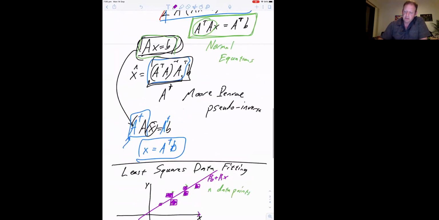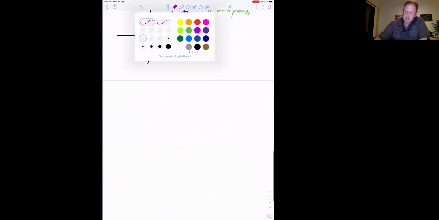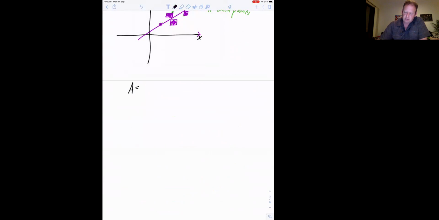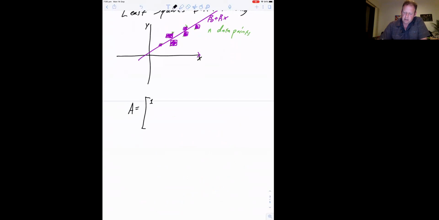Well, we can pose this in the language that we saw how to solve before. We want to minimize the squared error for Ax equals b. So let's make our matrix A. I'm going to put in matrix A a 1, 1, 1, 1, 1. Now, in statistics, you call this matrix the design matrix sometimes.